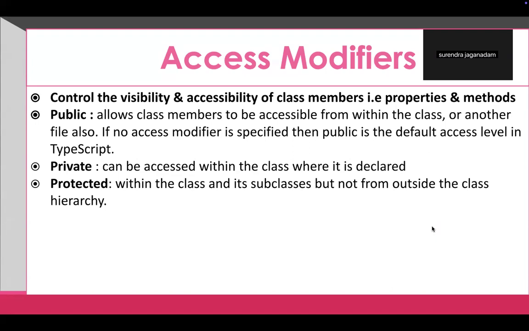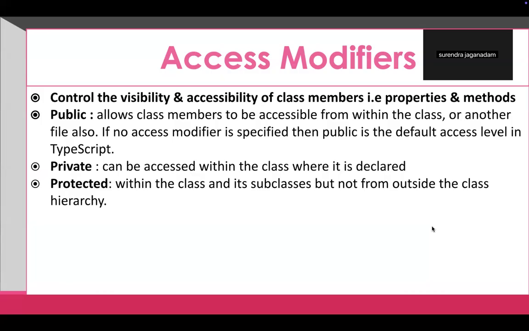There are three different access modifiers that we have: public, private, and protected. Public allows a class member to be accessible within the class or in other classes outside that particular file also. By default, if you haven't specified any access modifier, TypeScript will consider public as the default access modifier. So public means within the class I can access it, outside the class I can access it, even in another file I can access it.